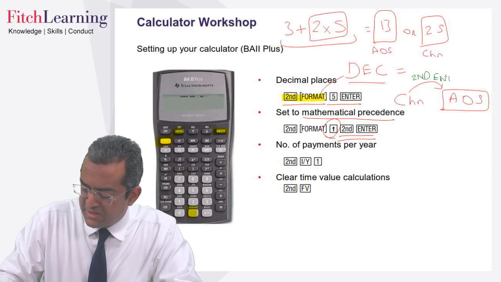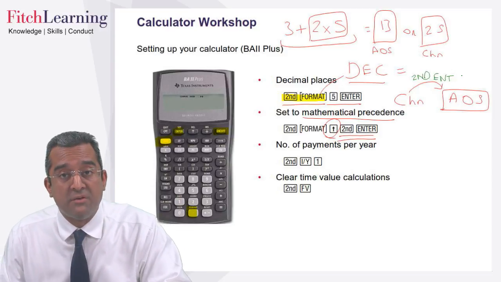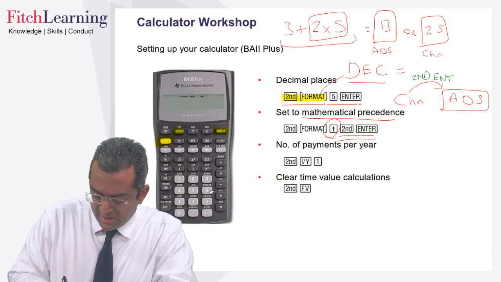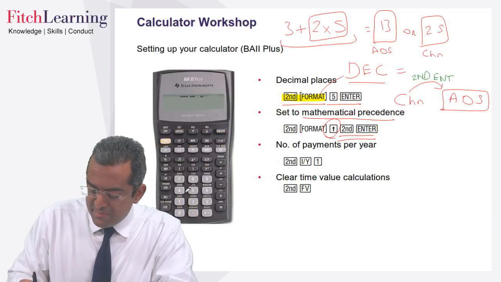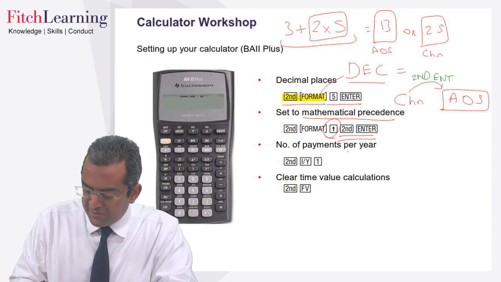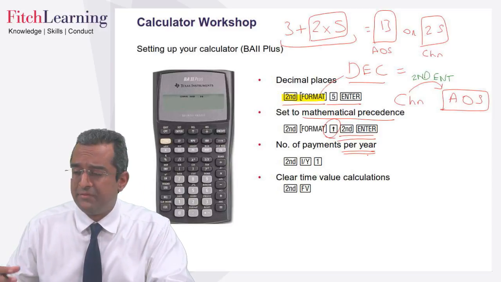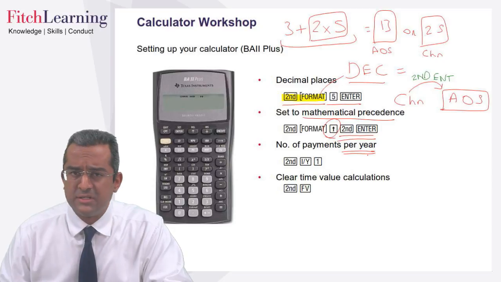Okay, guys, that's our key tip there. I mean, really, it's the only way to go. Now, in terms of payments per year, the default setting for the calculator is 1 per year. And then if you want to override that for more frequent payments, you just override.